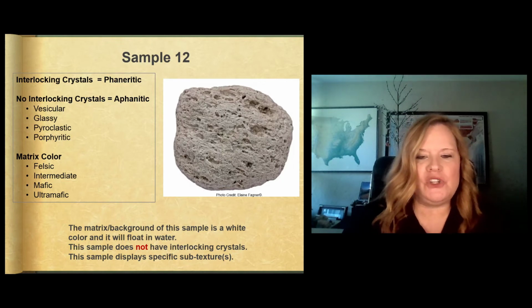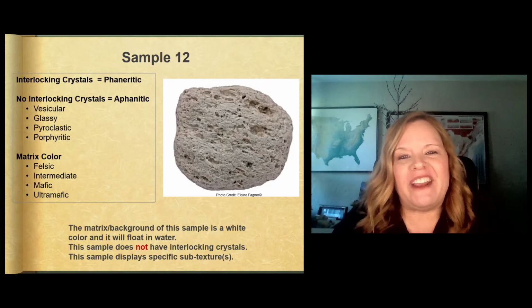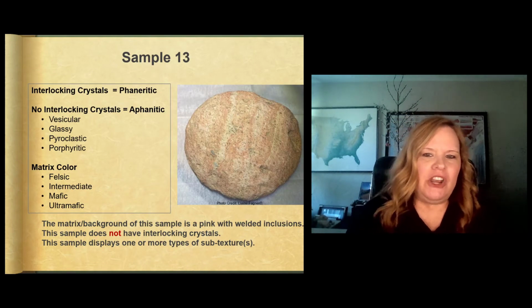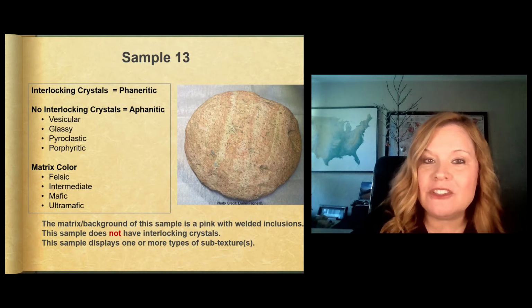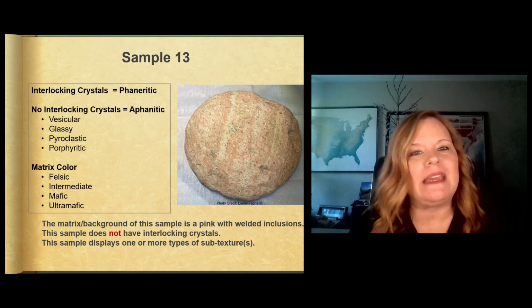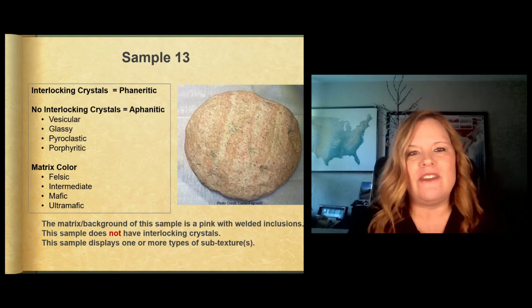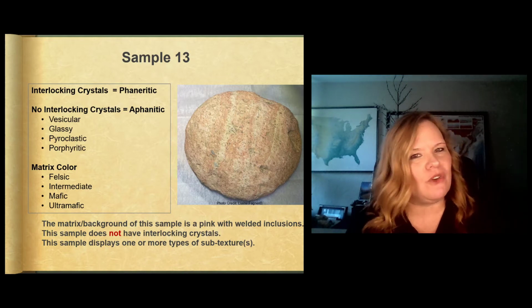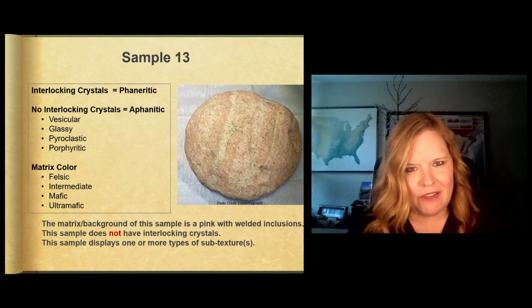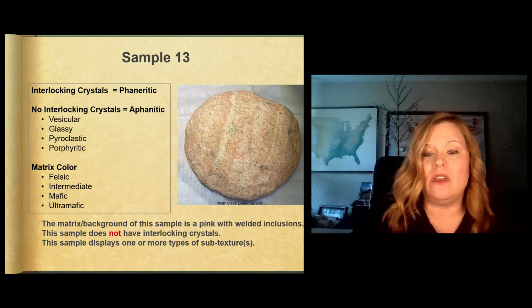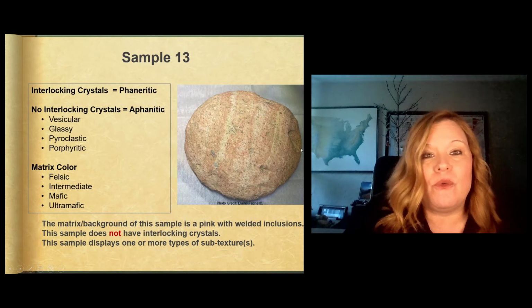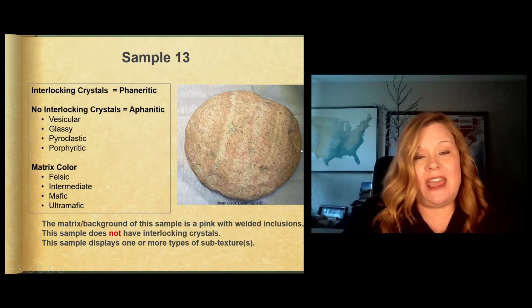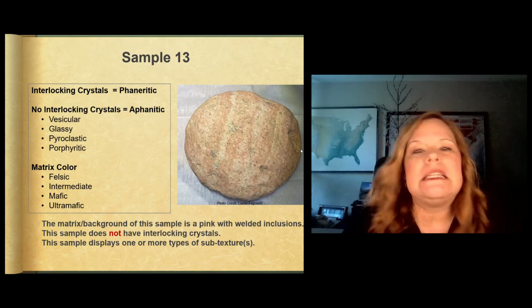Let's move on to sample 13. All right, what do you notice about the color, first of all? Let's start there. Kind of has pink and white, doesn't it? Pink is important. Remember, there's only one chemistry group that has pink, and you guessed it. It is the felsic. All right, so I've seen vesicles. No way this can have interlocking crystals. Well, I do see a handful of random crystals in here, like this one right here. That means it's porphyritic, but they're not interlocking, so it can't be phaneritic. So pink puts it in the felsic category.